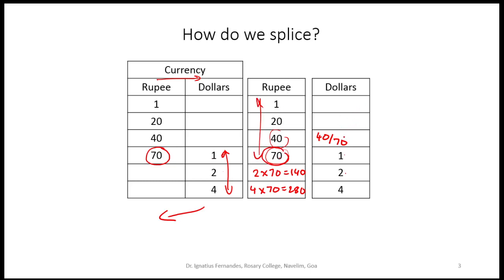40 by 70 will be approximately 0.57. So 40 rupees is equivalent to $0.57. The same way, if I have to convert 20 rupees into dollars, I have to just divide 20 by 70. Because I know that 70 rupees is $1. So 20 rupees will be 20 upon 70, that is approximately $0.28. The same way, what is the value of 1 rupee in terms of dollars? It will be 1 divided by 70.